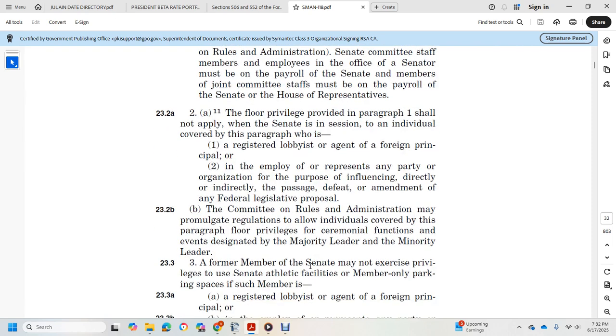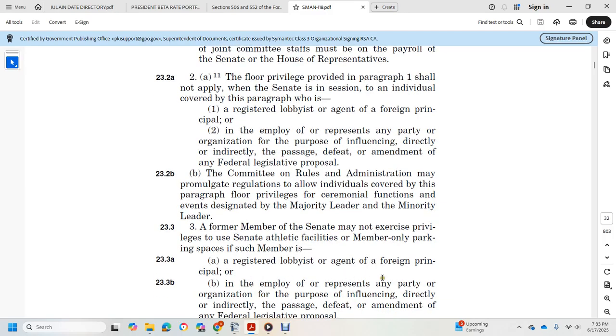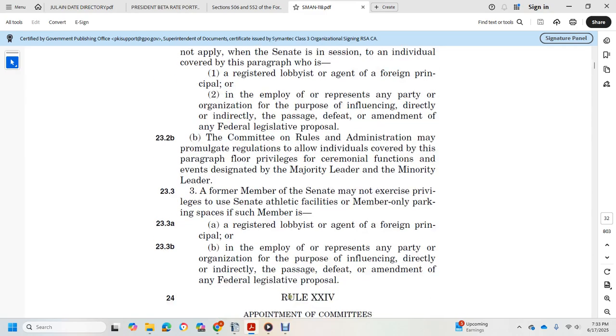A former member of the Senate may not exercise privileges to use Senate athletic facilities or member-only parking spaces if such a member is a registered lobbyist, agent of a foreign principal, or employee of or represents any party or organization for the purpose of influencing, directly or indirectly, the passage, defeat, or amendment of any federal legislative proposal.